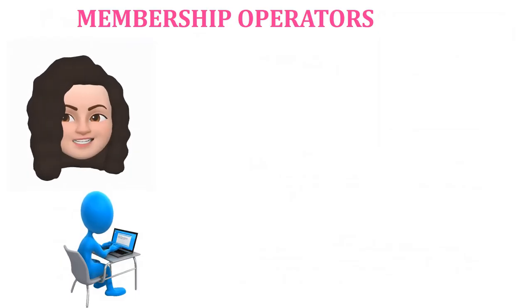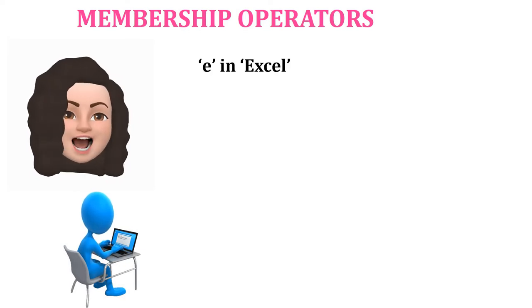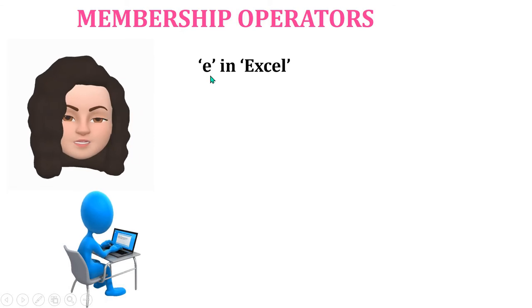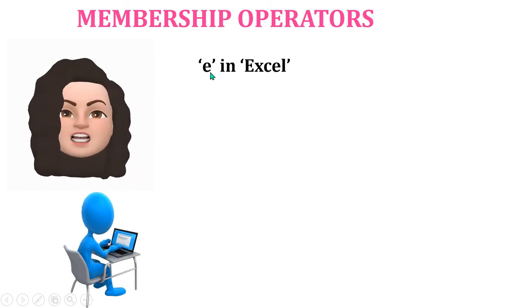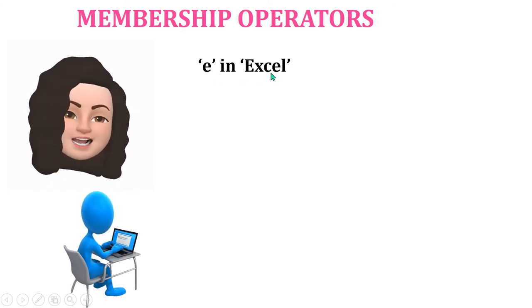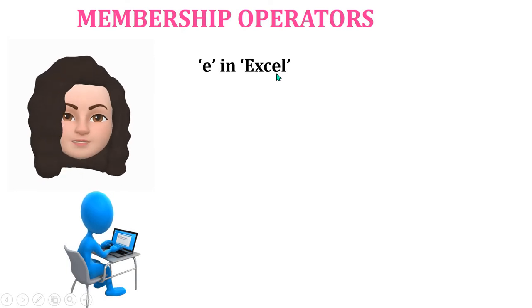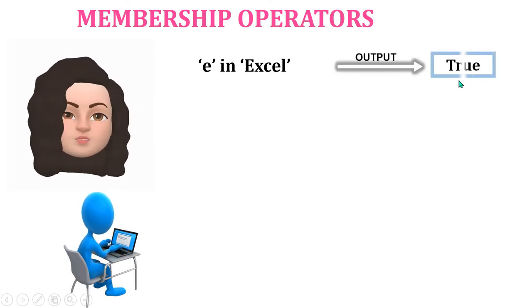Look at these examples. "E" in "Excel". So Excel is the string. E is the character or part of a string. This E is present in Excel. So the in operator will return true. So "E" in "Excel" gives you the output true.